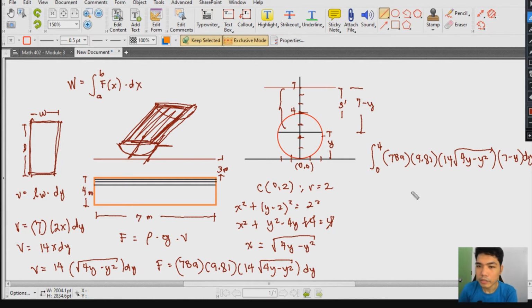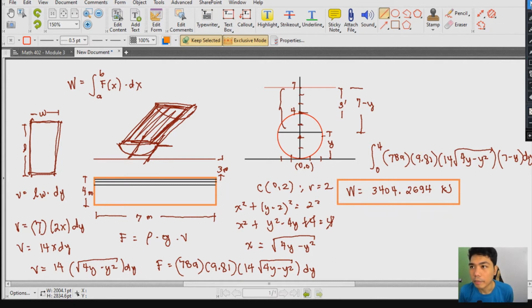Okay? So from this, upon evaluation, you should be getting the work that is equal to 3,404.2694. So this unit is actually in kilojoules kasi yung joule natin is sobrang haba niya on the 6 decimal, 6 times 10 to the 6 siya. So we have to somehow divide it by 1,000 para maging kilojoule na lang. Para at least 4 whole numbers na lang yung kailangan natin dito. But you can just use the scientific notation if you want.